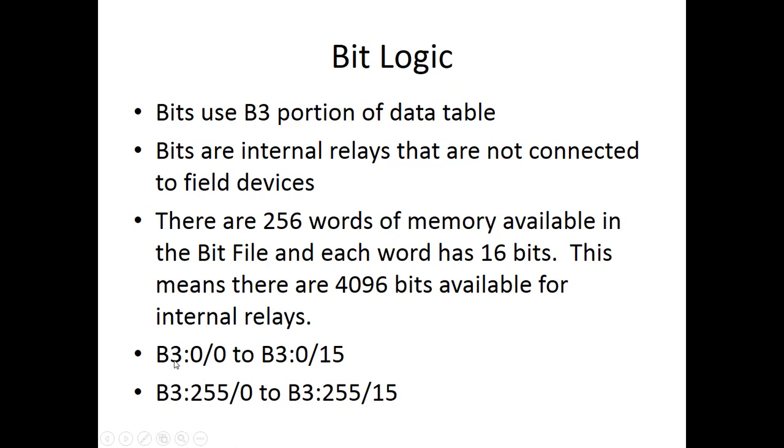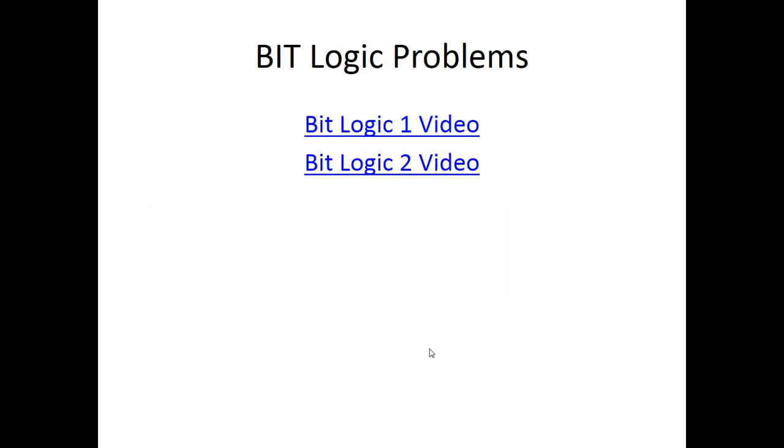So if they're B3, the first one's 0/0, and then 0/1/2/3, all the way up to 0/15. If you used up these 16 bits, then you could make this 1, and you could have 1/0, 1/2, 1/3, all the way up to 1/15. And then you could go to 2/0, 2/1, all the way up to 2/15. So you can go all the way up to 255/15 like that. So that's quite a few internal fictional bits. We got a little bit of bit logic here, so you're going to watch these 2 videos to be sure you understand how we can use bits.